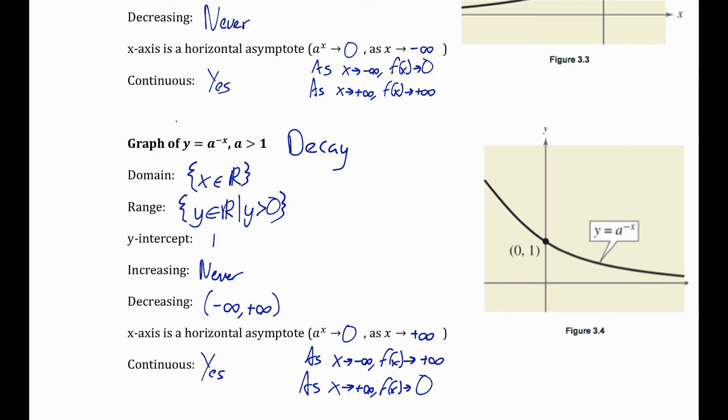So we got growth, which is increasing as we go to the right, and then decay, which is decreasing as we go to the right.